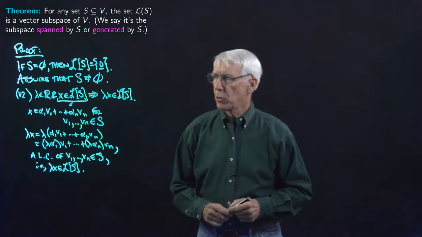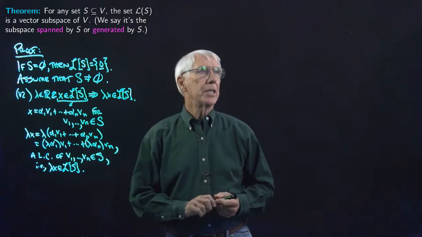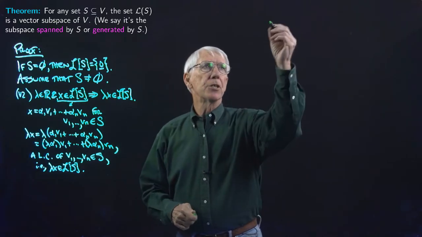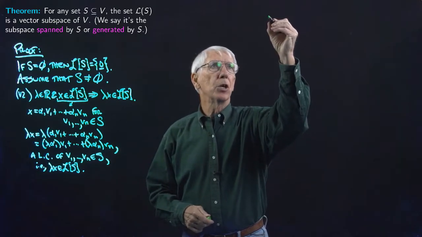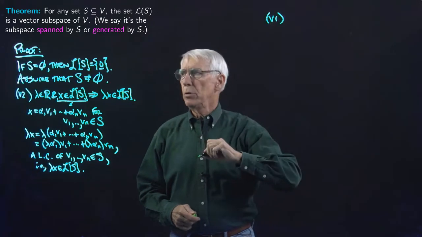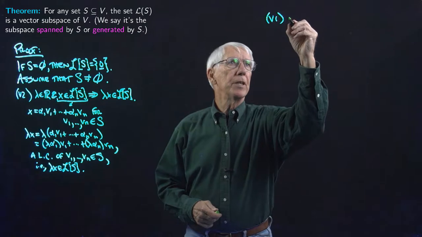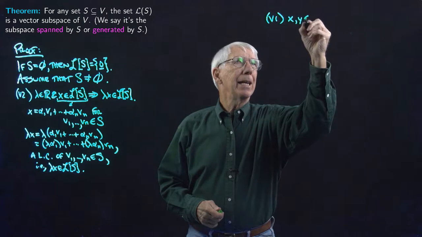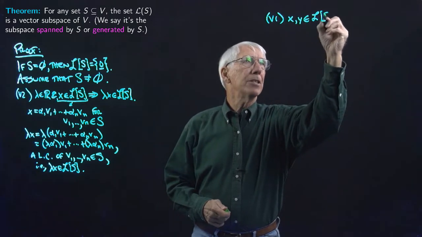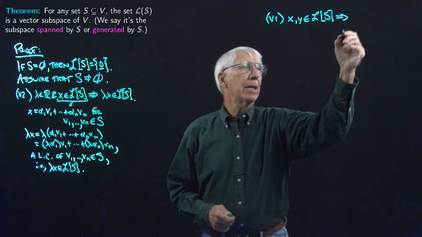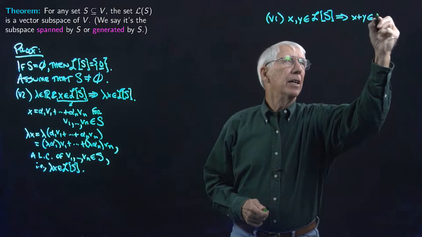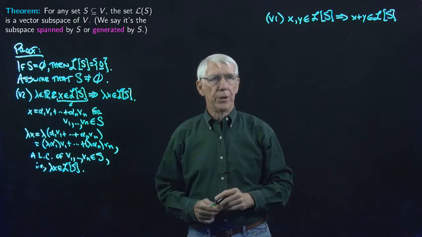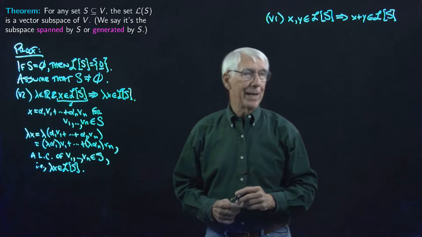Okay, we're back. We've got some space to work with here, and let's now see if we can verify V1 for the set L of S. So we'll show that L of S is indeed a subspace. So let's say we're going to try to prove that V1 holds. And of course, V1 is that X, Y in L of S implies that X plus Y is in L of S. That is, L of S is closed under vector addition.